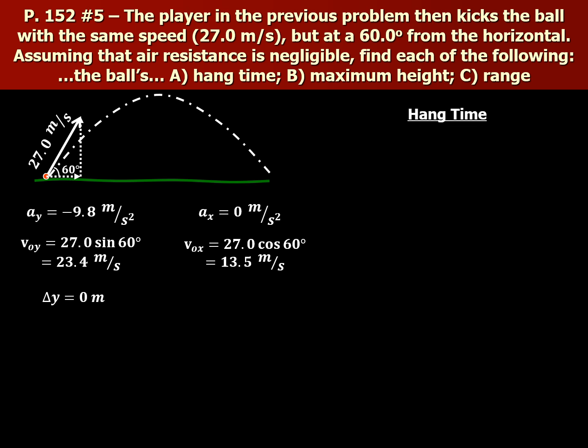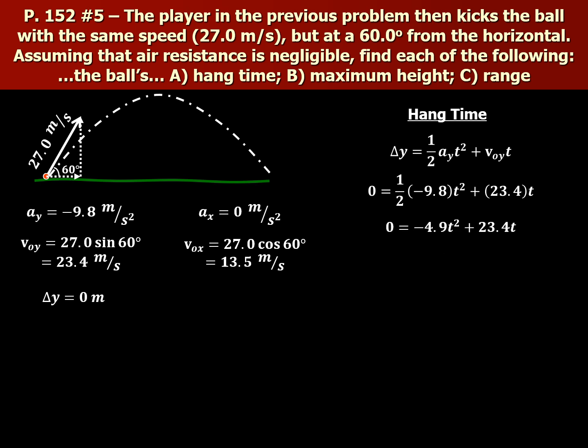Alright, to find the hang time, just like before, we have the acceleration in the y direction, we have the initial velocity in the y direction, we have the displacement in the y direction. We're looking for a time. So we've got displacement in the y direction is going to be equal to 1/2 times acceleration in the y direction times time squared plus initial velocity in the y direction times time. Plug in the information we know. Half of negative 9.8 is going to be negative 4.9.